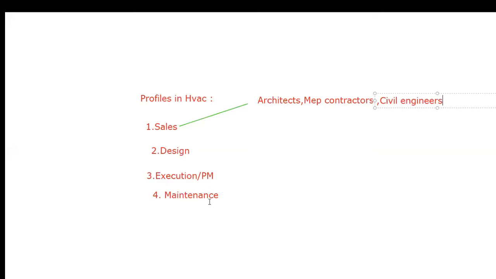Then the maintenance team will document everything related to the indoor, outdoor, whatever equipment is there, and they'll start their maintenance. So once in a while, or once in 3 months, once in 6 months, depending on the requirement, they'll be doing the maintenance.